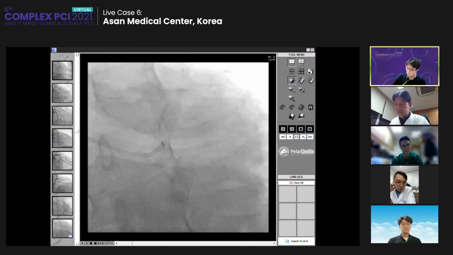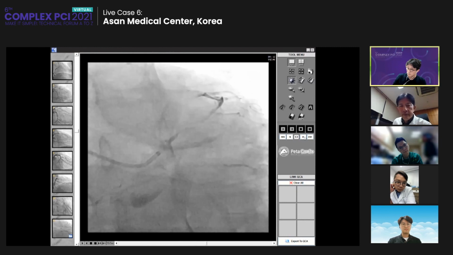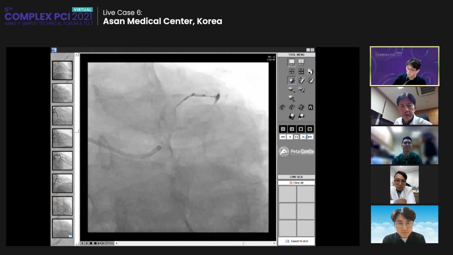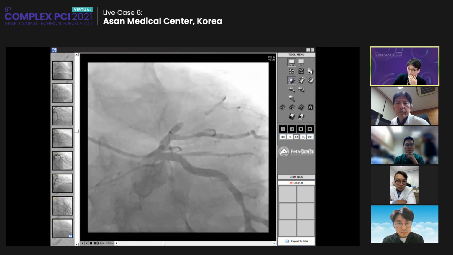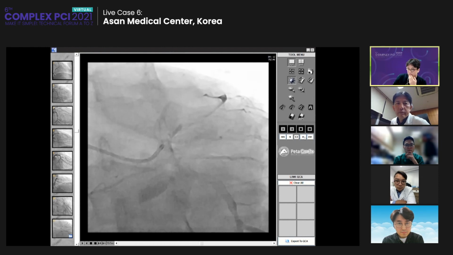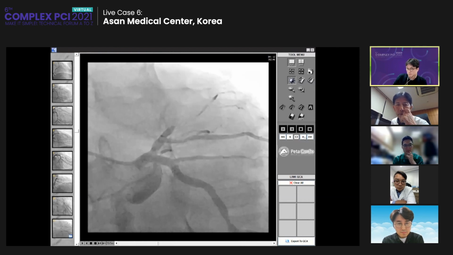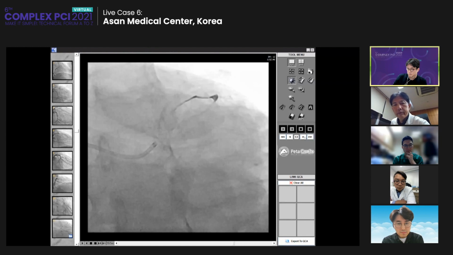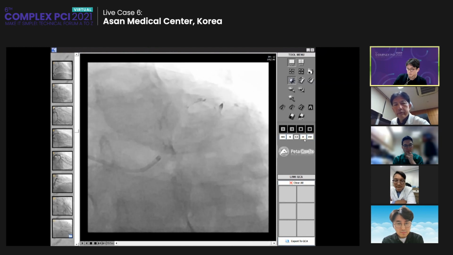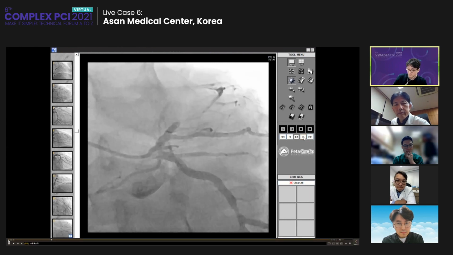Okay, and this is the spider view. As you can see, we can also see a slightly tapered tip in this view. So because we assume that the vessel size is quite large, just looking at this angiogram, we can access the CTO targeting the mid portion of the proximal cap, and that will be the exact location when you select the anterograde approach first for this lesion.